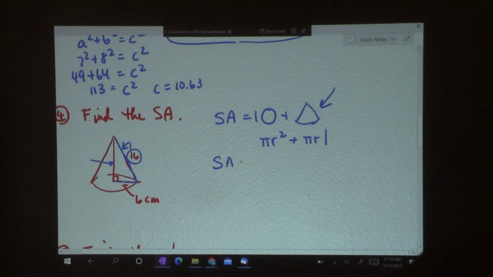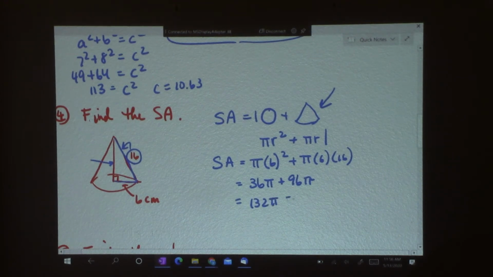So my surface area is going to be pi times 6 squared, and then pi times 6 times 16. And when I work that out, I get 36 pi plus 96 pi, and that is 132 pi, which works out to be 414.48 centimeters squared. Okay. All right. So that's our answers there.